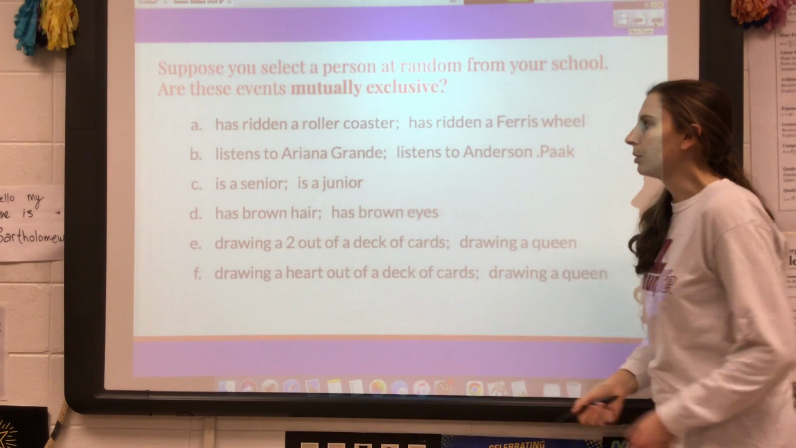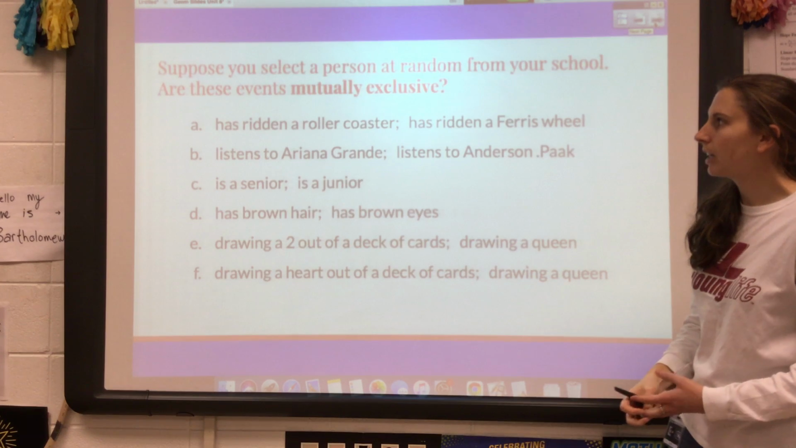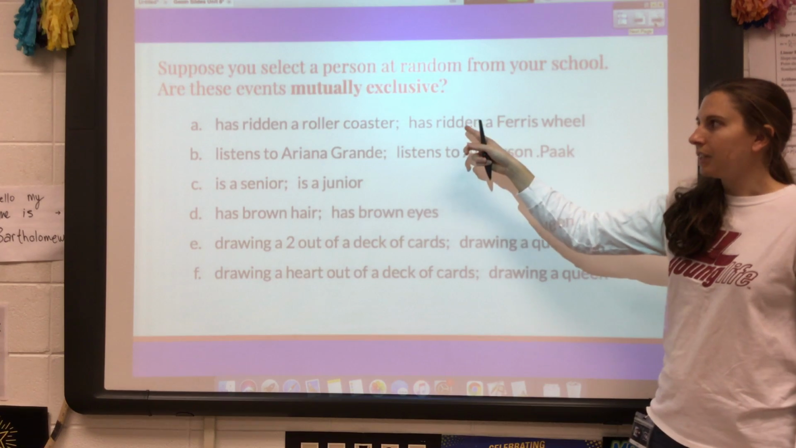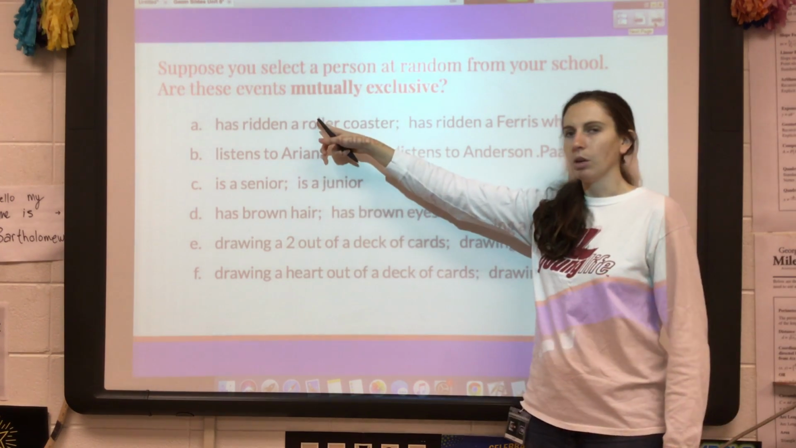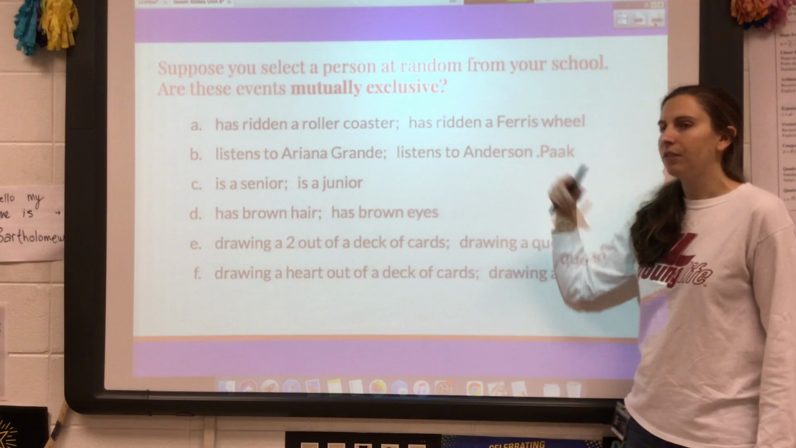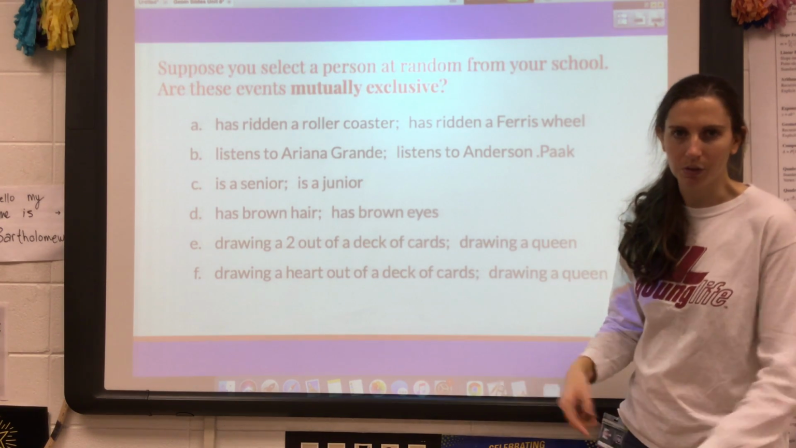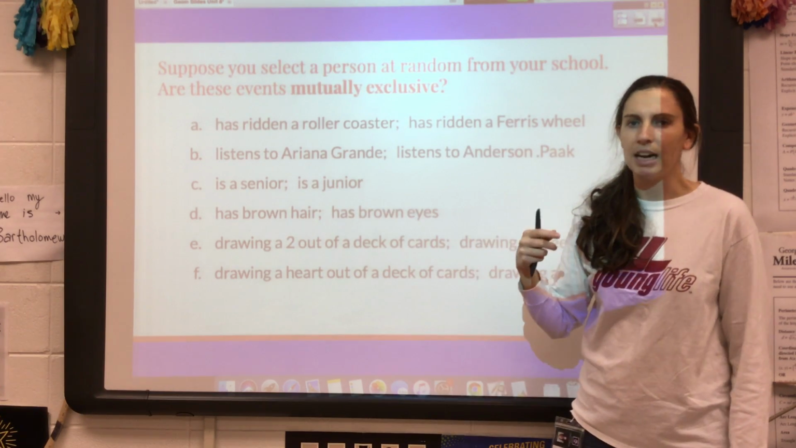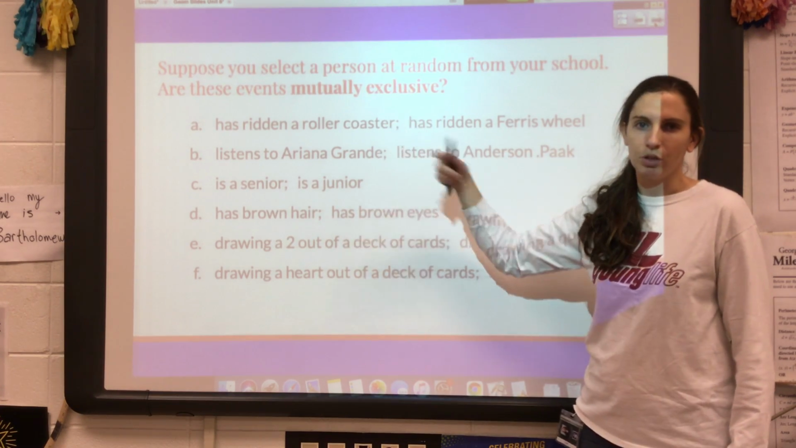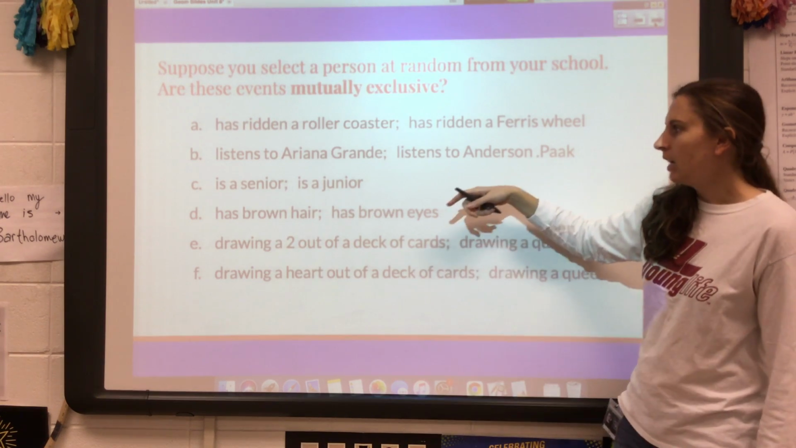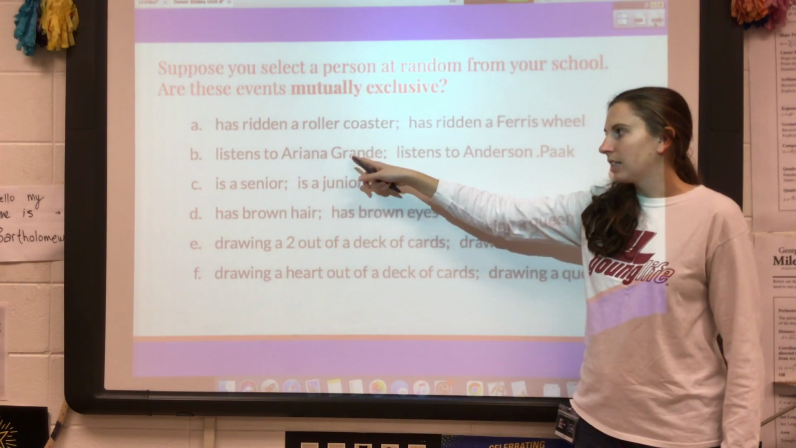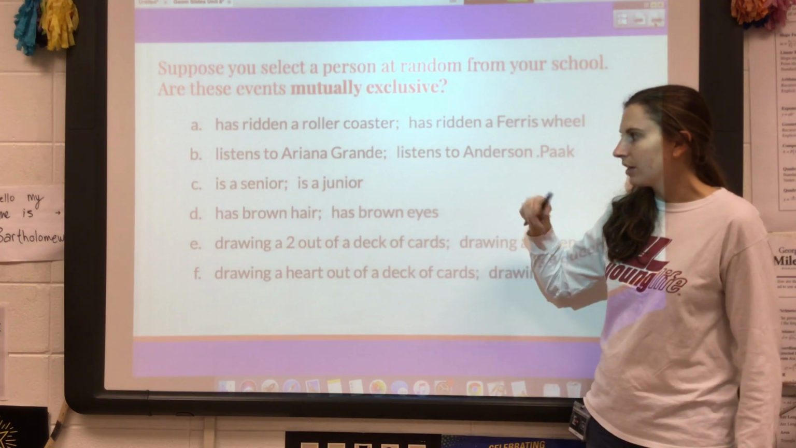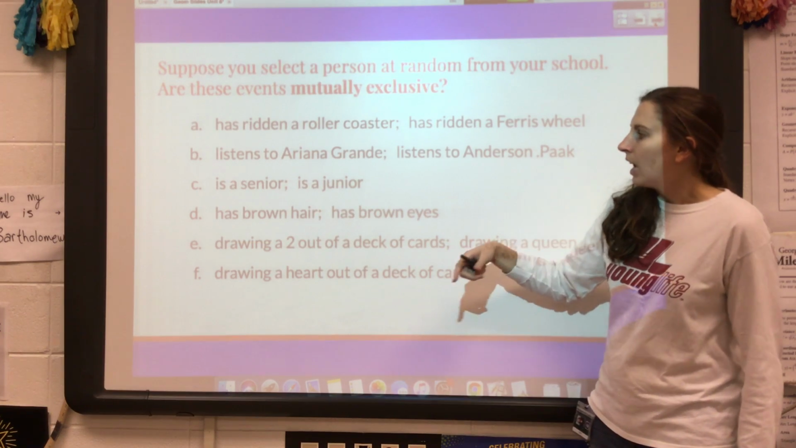Let's go through a couple examples real quick. Let's imagine we're going to select a person at random from our school. Are these two events mutually exclusive? That they have ridden a roller coaster and that they have ridden a Ferris wheel? Like, could both of those things be true at the same time? Yeah, these could both be true at the same time. So these are not mutually exclusive. That a person listens to Ariana Grande and listens to Anderson .Paak, those are not mutually exclusive either. Those could happen at the same time.